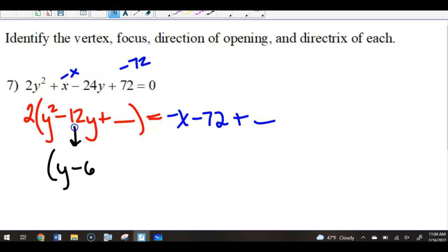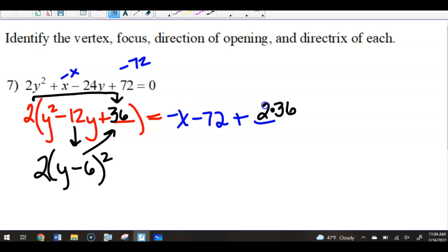And then I complete the square here. So I get y minus 6 quantity squared. I still have a 2 out front. When I square that, it's a 36. But when I add it to the other side, remember it's 2 times 36, which is actually 72. So this comes out to be 0. And we just get equals -x.